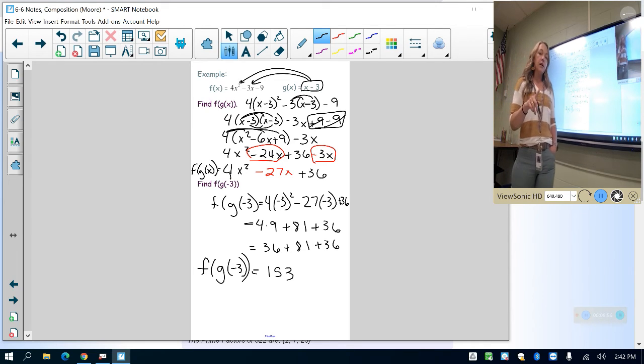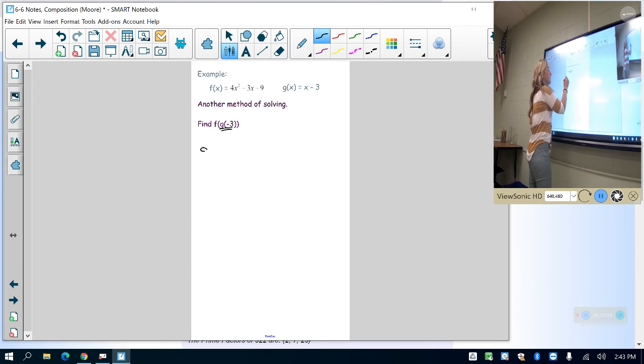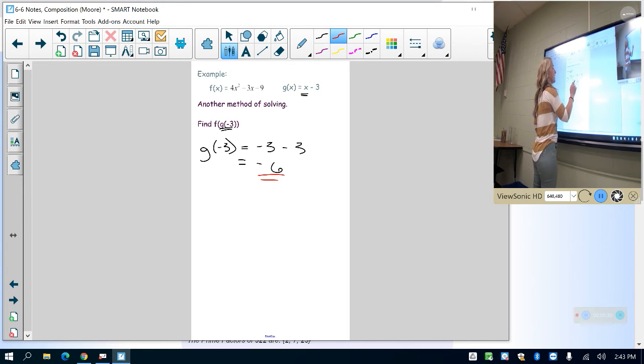Now, there is another way to do this without actually finding f of g of x. And if that's the case, I'm going to go ahead and show you. You can always solve it like this, or if you want to use this other method, you can do that. So I have the exact same problem, f of g of negative 3. Now I can go ahead and show you the other method. I can work from the inside out. If you want to find g of negative 3, which would be negative 3 minus 3, I'm going to plug it in, use the g function, which gives me negative 6.